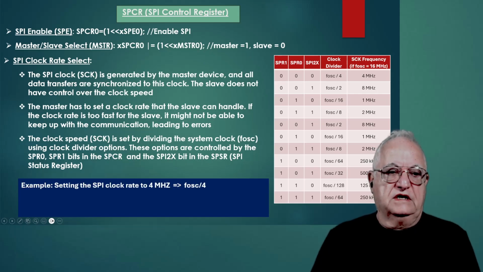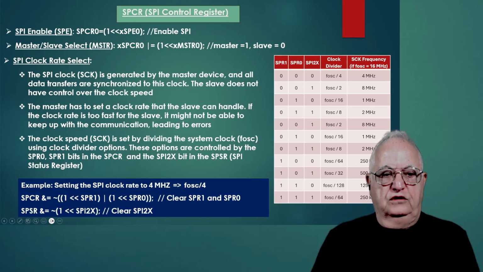So let's see the example. Setting the SPI clock rate to 4 megahertz. So that means the system clock divided by 4. So how do you do that? First you set SPR1 and SPR0 to 0 in the SPCR register. Then finally you set the SPI2X to 0 in the SPSR register.